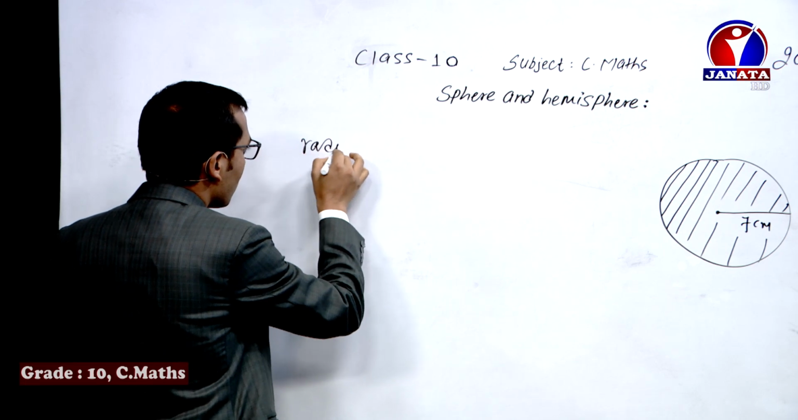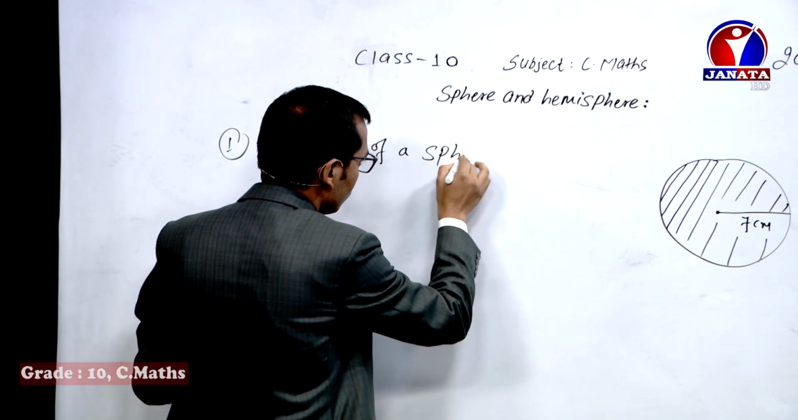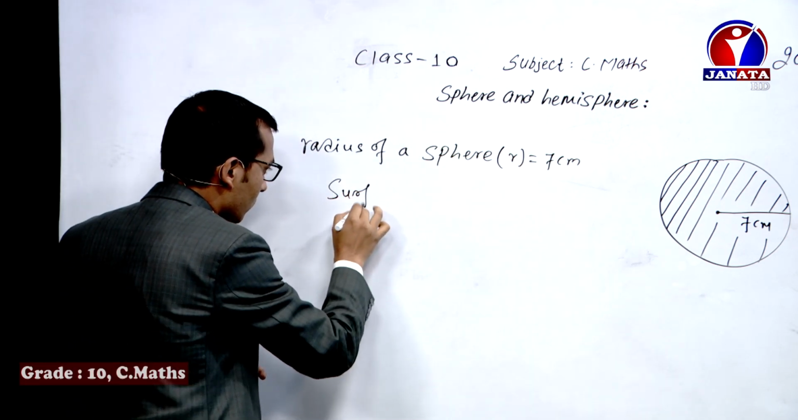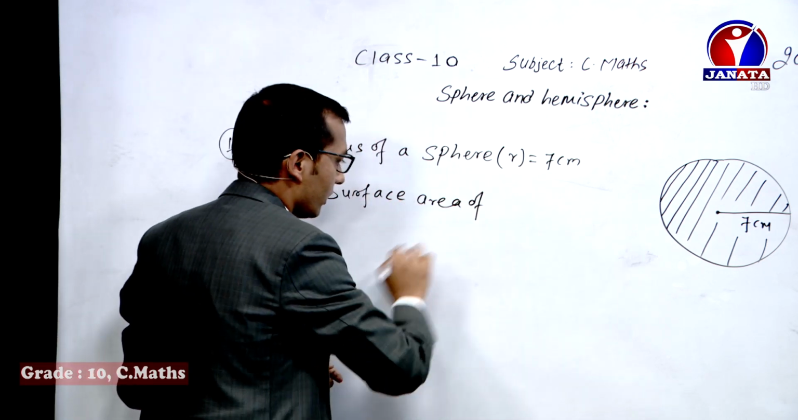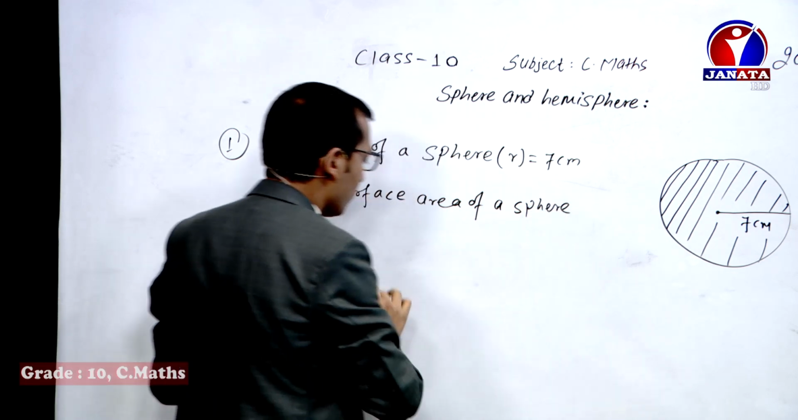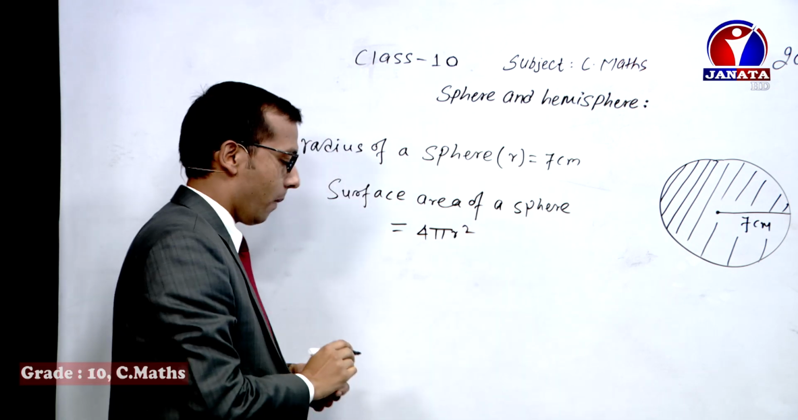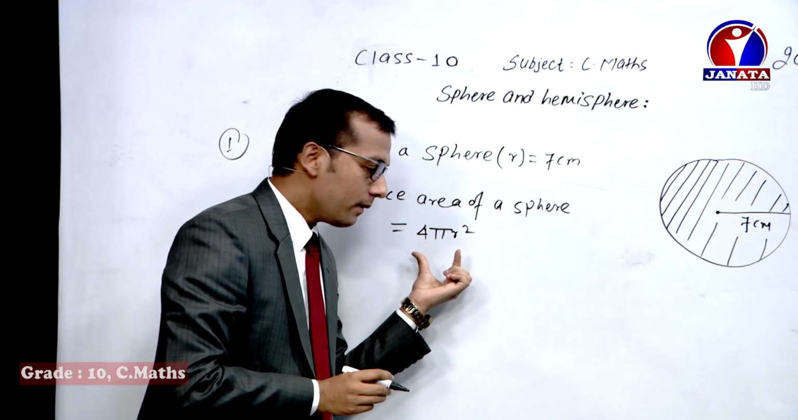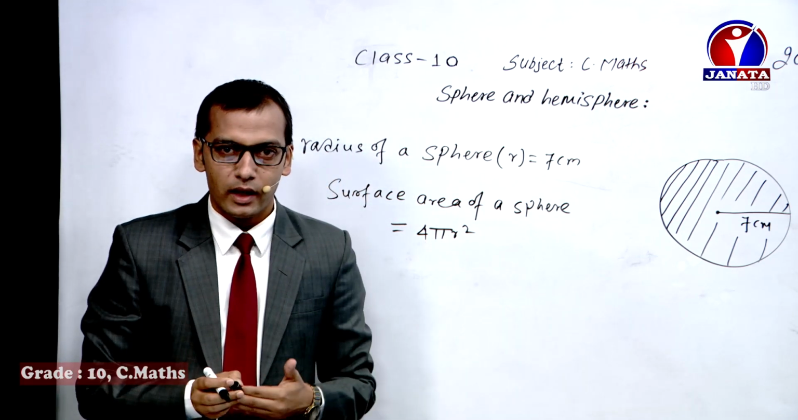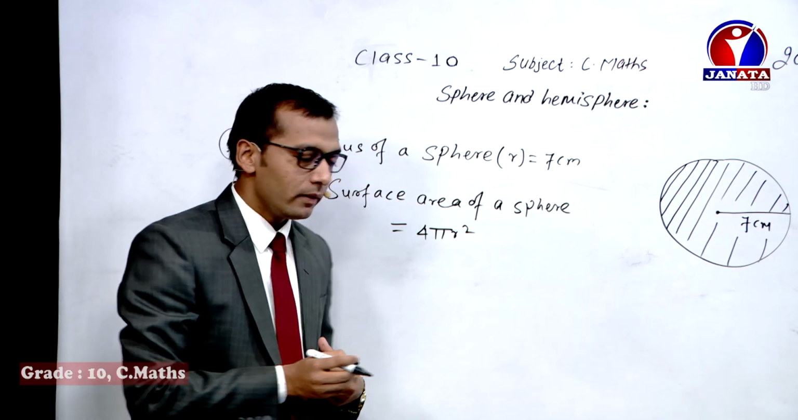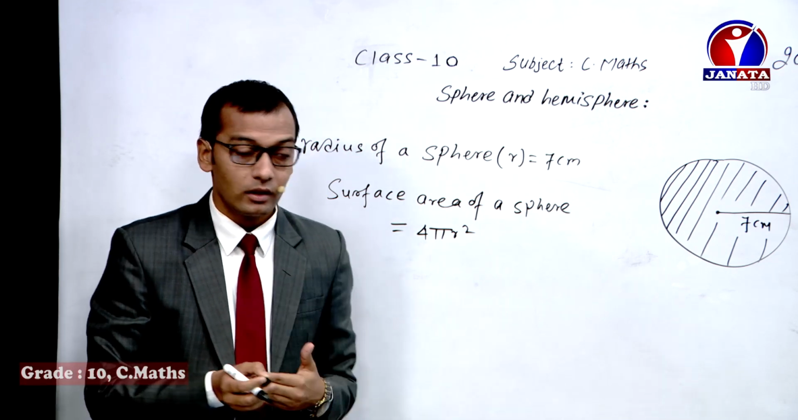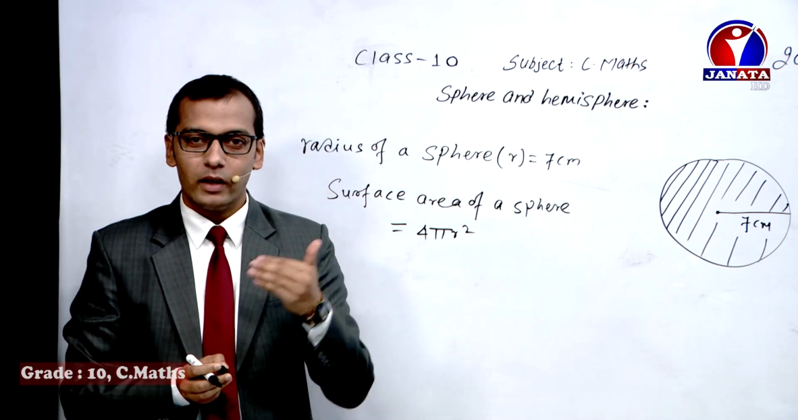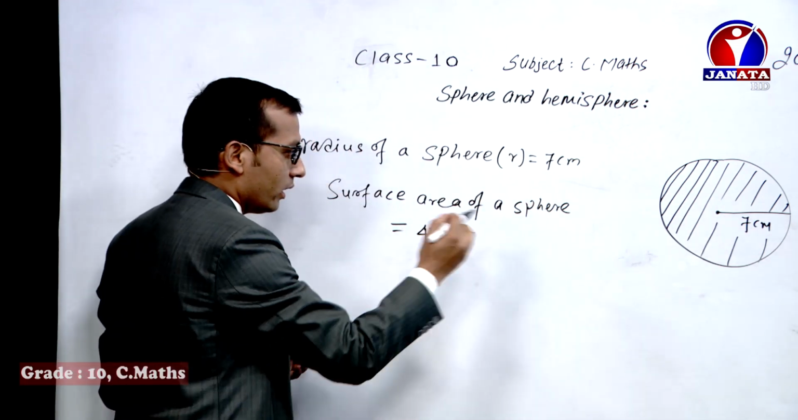What is the radius? Radius of the sphere is 7 centimeter. Now surface area. Surface area of a sphere is given by 4 pi r square. We derived this formula with the help of a sphere and a cylinder having equal radius, where the diameter of the sphere is equal to the height of the cylinder. We did that. Now after getting the concept of the formula of surface area of a sphere, we can find the surface area with the given information where radius is 7.